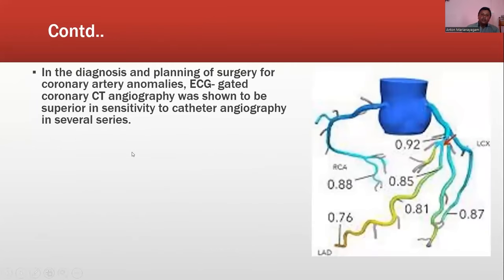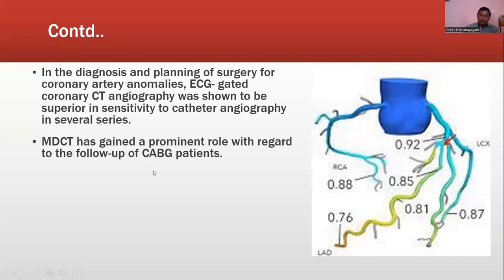So the other utilities of cardiac CT. Now in coronary artery anomalies, ECG-gated CT coronary angiography is superior in sensitivity to catheter angiography, because we can see the coronary arteries, we can see the anomalies, and we can see how much it is affecting the hemodynamics of cardiac blood supply, and then we can do the surgical planning by taking all the measurements. Then in bypass patients, for bypass graft assessment after 3 years of bypass surgery, cardiac CT plays a prominent role. We use a different protocol, but it helps us to assess the patency of the grafts and if the patient has developed any complications. We can see those complications after the CABG as well.